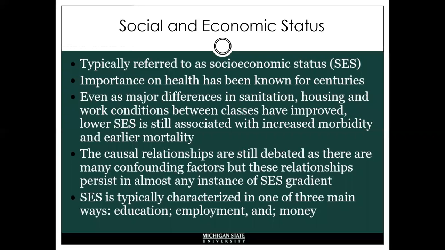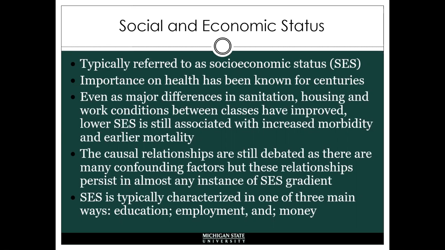Now, social and economic status is typically referred to as socioeconomic status, or abbreviated SES. The importance of SES has been known for centuries. You think of slaves building pyramids in Egypt, or laborers working with mercury on hats many years ago. But even as differences in sanitation, housing conditions, and the major differences between classes have improved, lower socioeconomic status has still been associated with an increase in morbidity and earlier mortality.